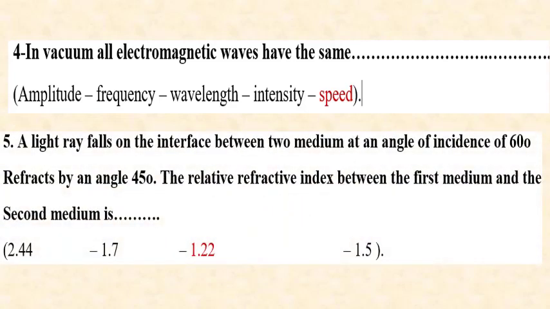A light ray falls on the interface between 2 media. The angle of incidence, which is phi, equals 60 degrees. It is refracted by angle 45, so this is phi and this is theta. Then the relative refractive index between them equals... You have to know that n equals sine phi over sine theta, which equals 1.22.